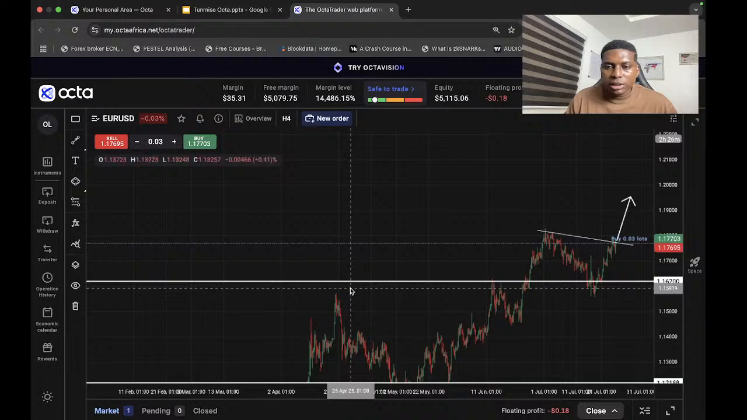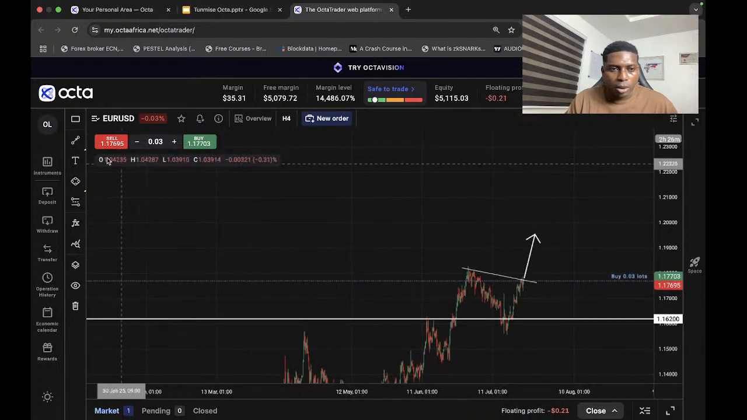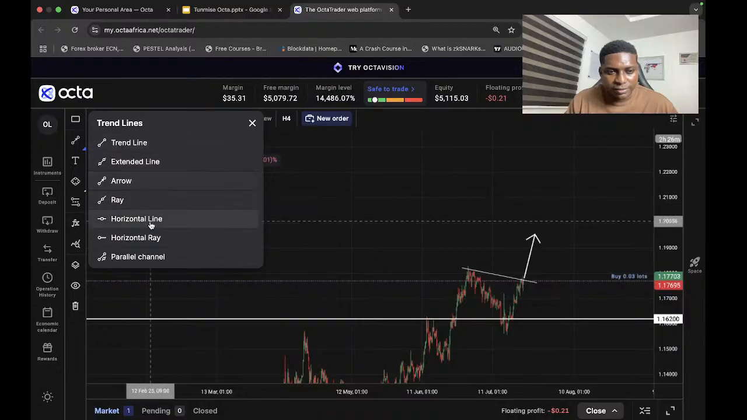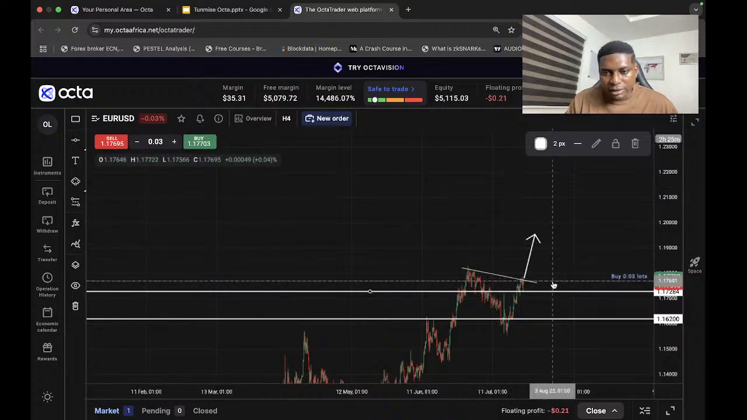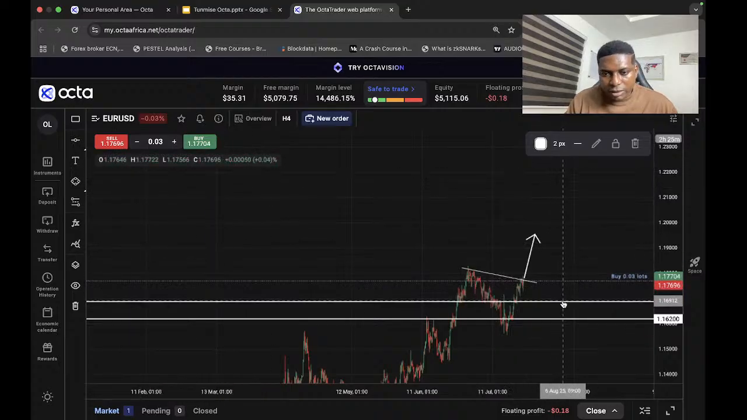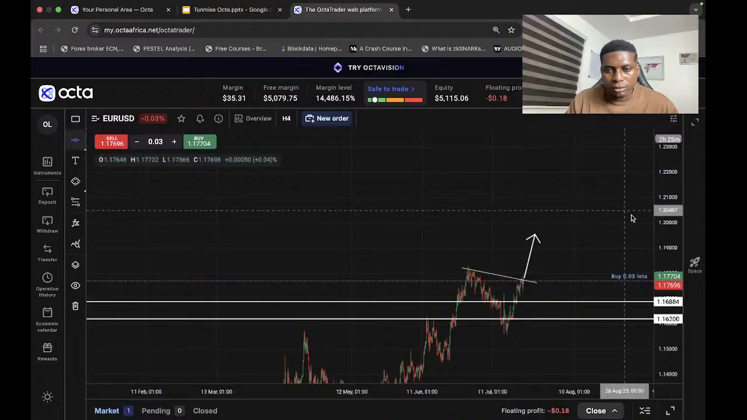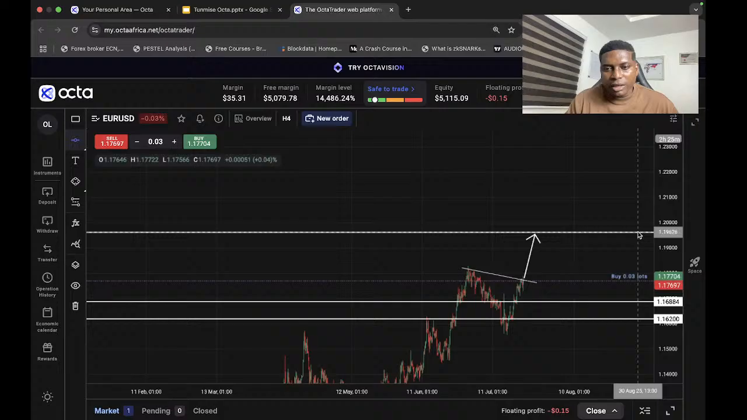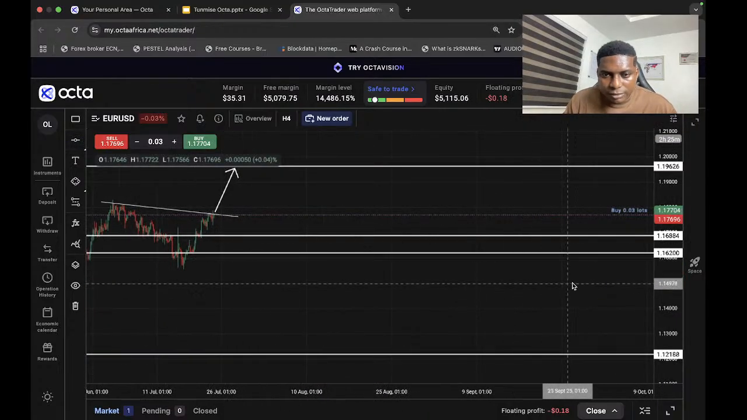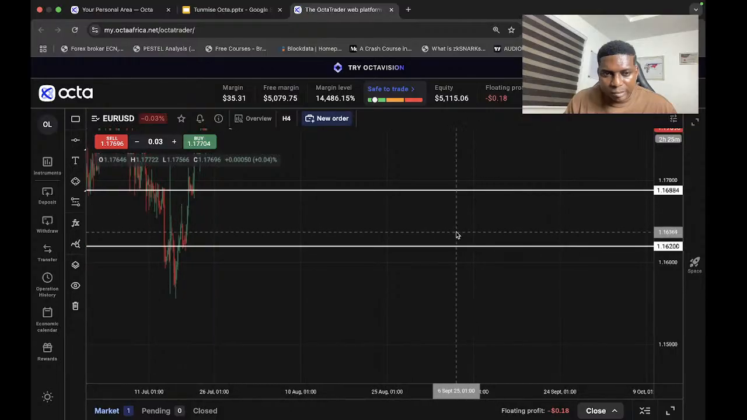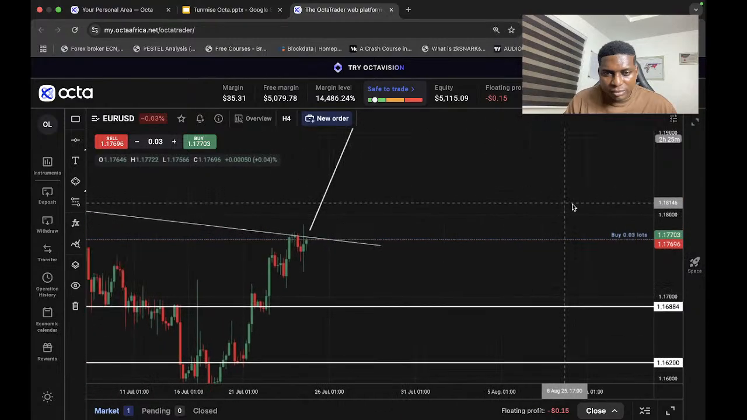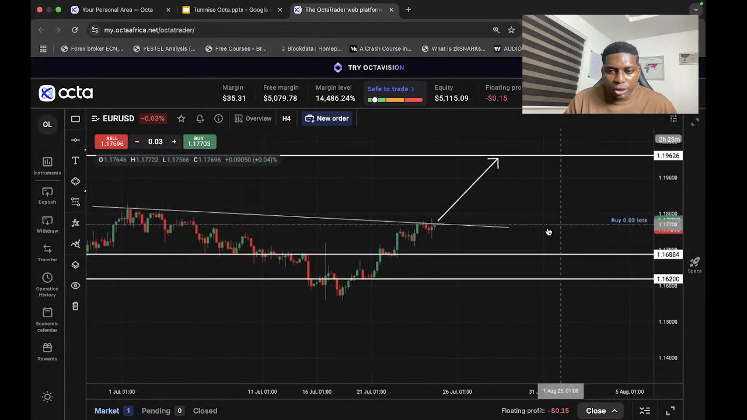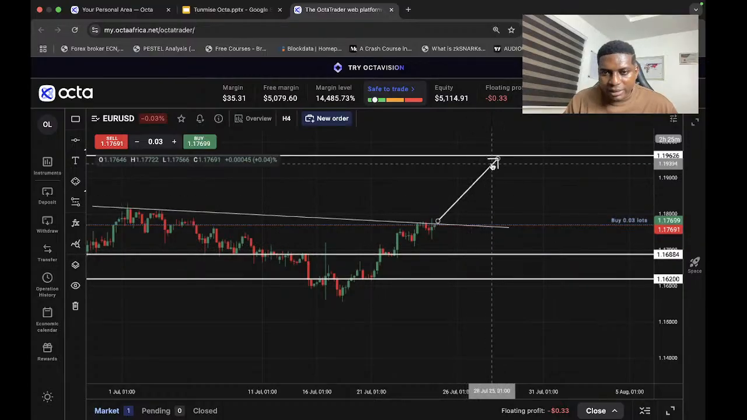Okay, so this is what I'm going to do. I want to set my stop loss here, and let me put my stop loss here, and my take profit level would be here. Can you see that? Good. So you can see my stop loss is here, my take profit is here. So let's adjust this order now.